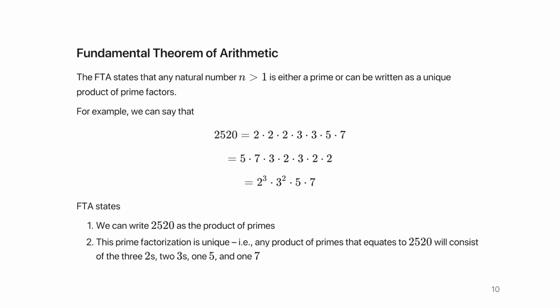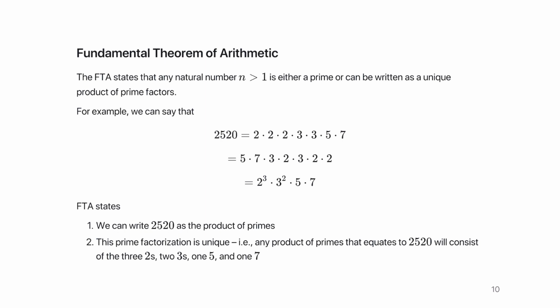Now we'll move on to what's called the fundamental theorem of arithmetic. It states that any natural number n greater than 1 is either prime or can be written as a product of unique prime factors. For example, we can say that 2520 can be written as 2 times 2 times 2 times 3 times 3 times 5 times 7.